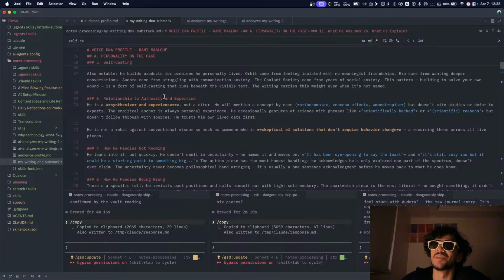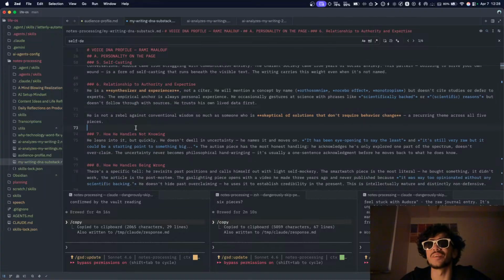Personal experience. Okay, the anchor is always personal experience, not research. But I do also link some research if it's needed. He's not a rebel against conventional wisdom so much as someone who is skeptical of solutions that don't require behavior change. A recurring theme across 5 pieces.